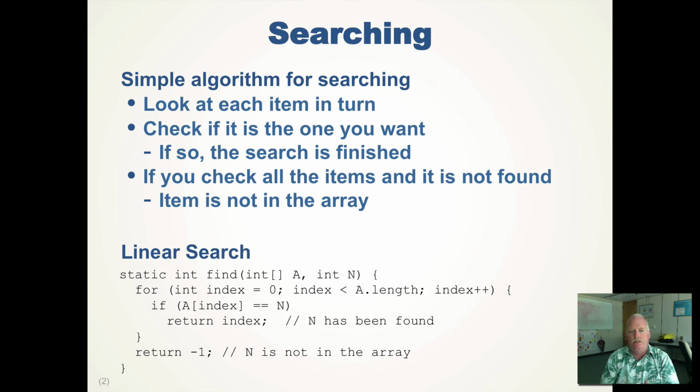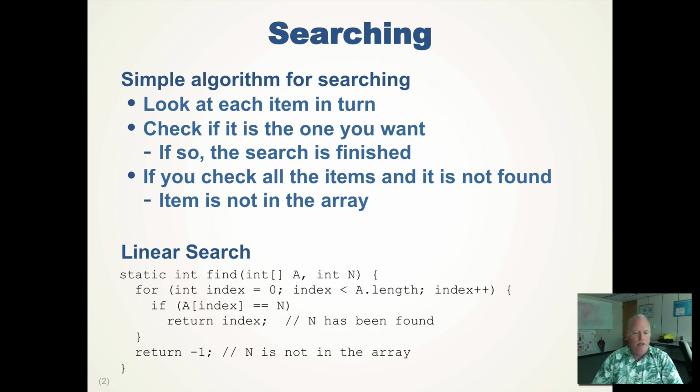A very simple algorithm for searching is to look at each item in turn. Start at the beginning and look at that one. If it's the thing we want, then we found it, we're done, stop the search. If it's not the thing, we continue on. If you get all the way to the end of the array and you haven't found it, then the item's not in the array. That's called a linear search.